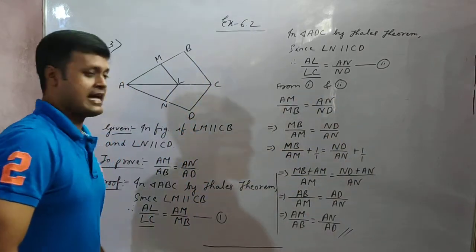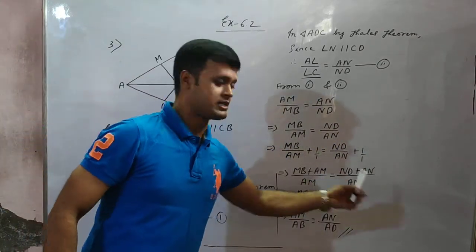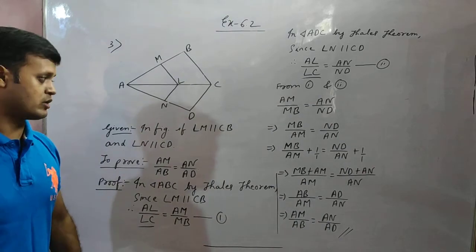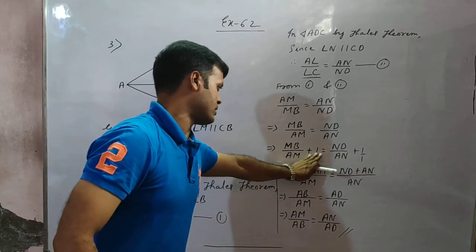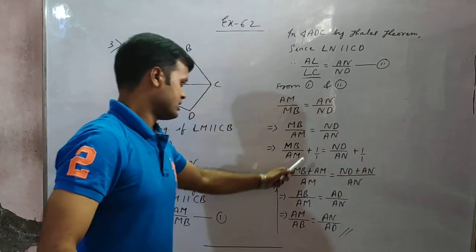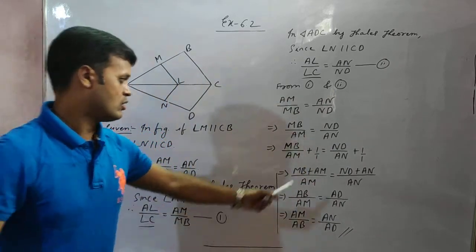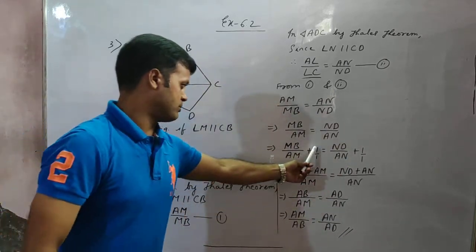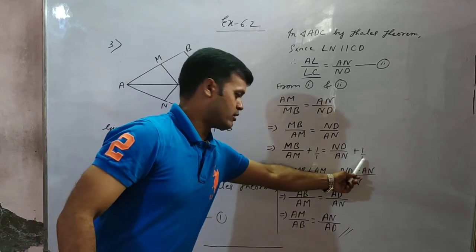So what we will do next is add 1 on both sides. If we add 1 on both sides, this side also I am adding 1, and this side also I am adding 1. This below 1 I can simply write 1, no? 1 by 1 is 1 only, isn't it? So below this 1 I am adding 1, below this 1 also I am adding 1.